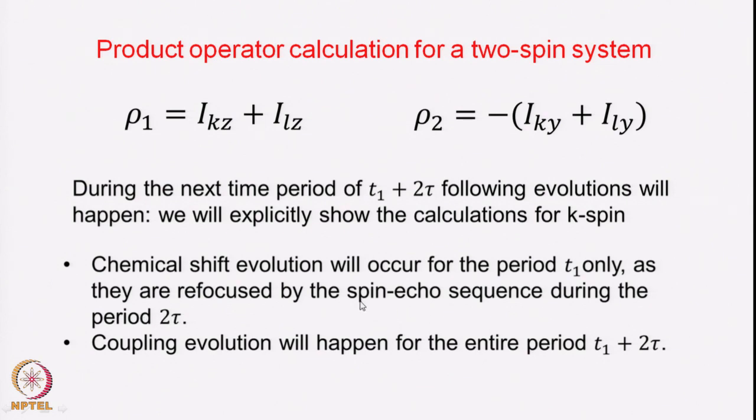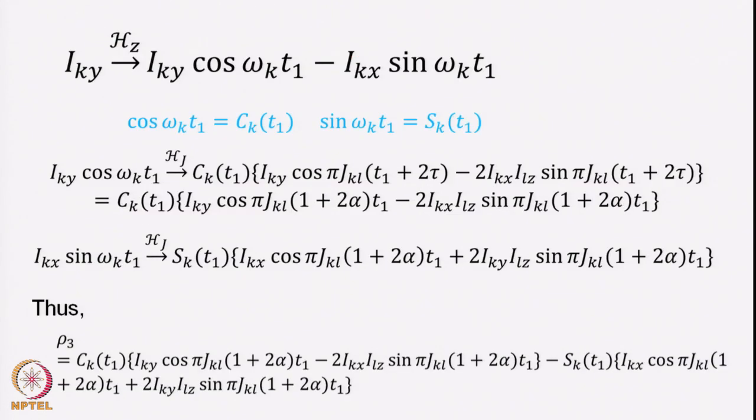As you remember, the spin echo refocuses the chemical shifts, but it does not affect the coupling constants. It does not affect the coupling evolution. Therefore, coupling evolution will continue to happen during the 2 tau period. Therefore, the total coupling evolution period will be T1 plus 2 tau. The chemical shift evolution will be restricted to T1, whereas the coupling evolution will be for the period T1 plus 2 tau. Okay. So let us write these evolutions here.